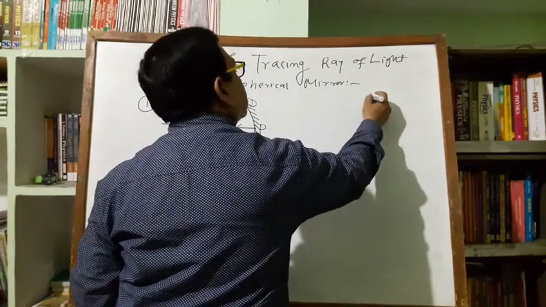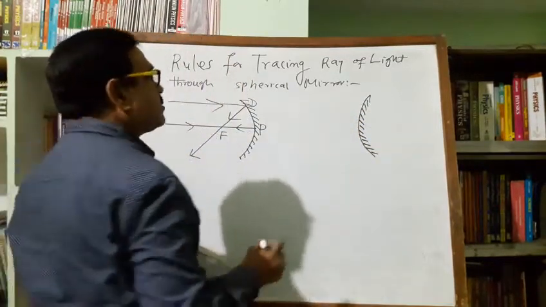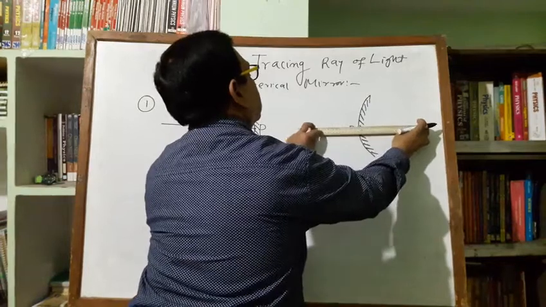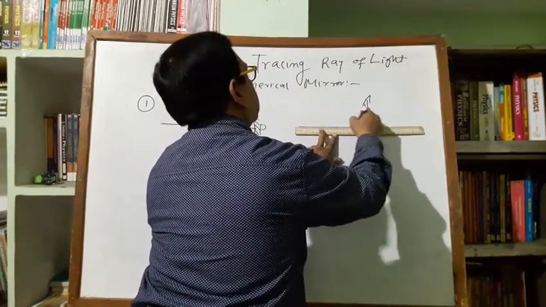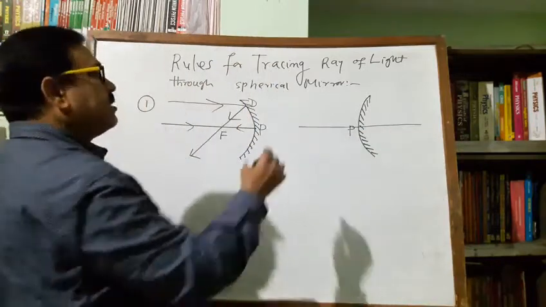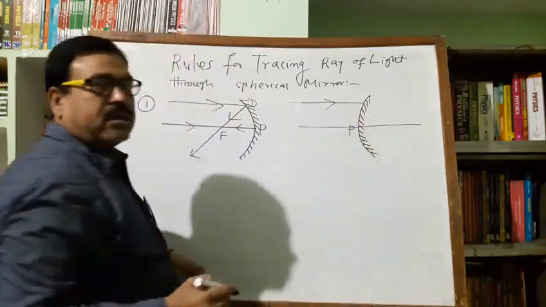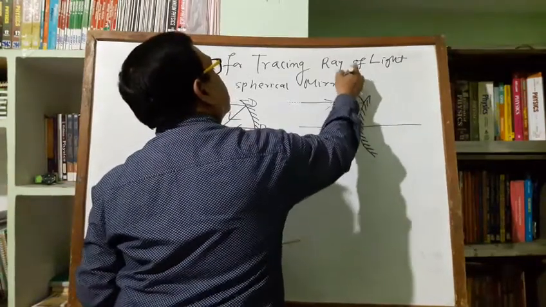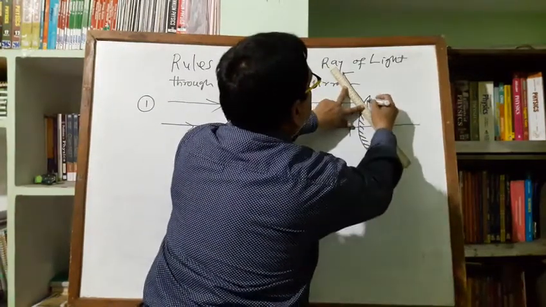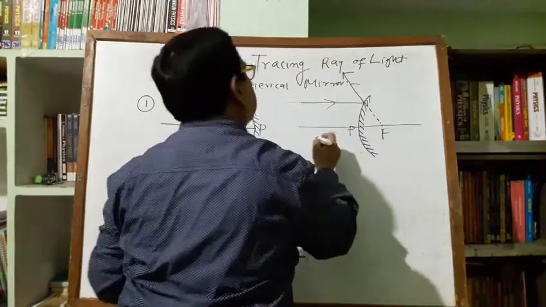For a convex mirror, similarly we draw the convex mirror by free hand and locate the pole. We draw the principal axis. When light comes from infinity and is incident on any one point on the convex mirror, it diverges out from the convex mirror and appears to come from the point which is called the focus. This is the rule.